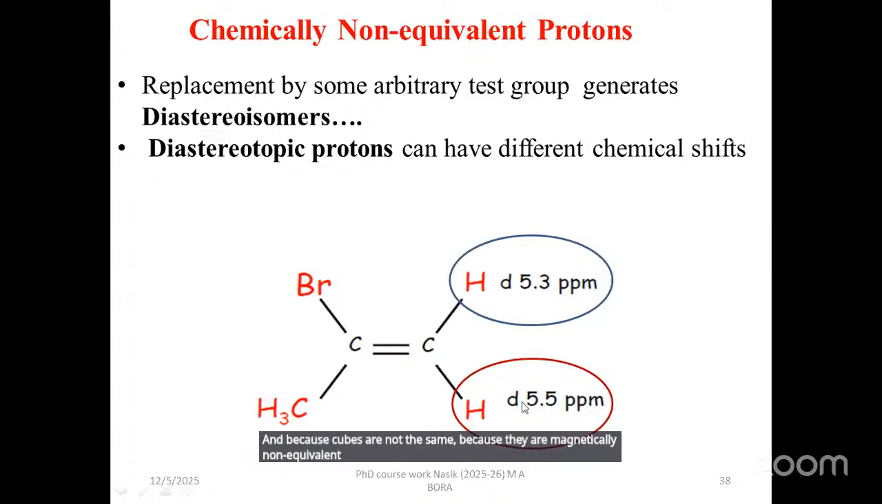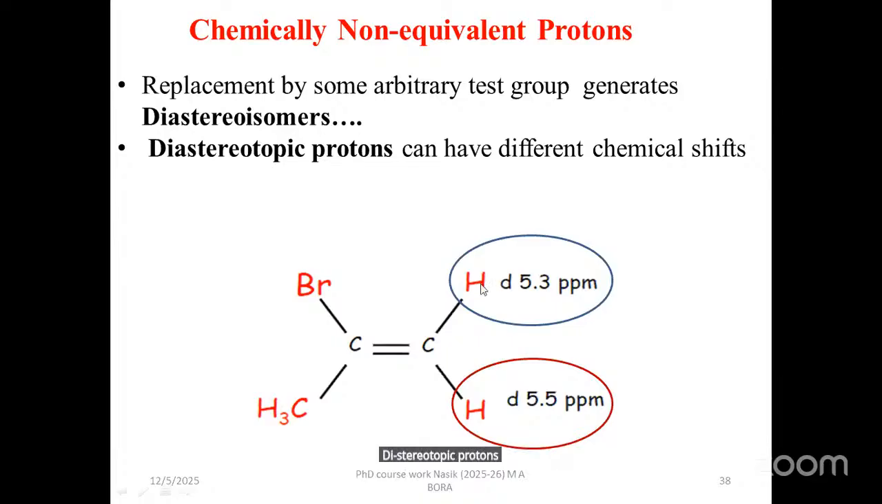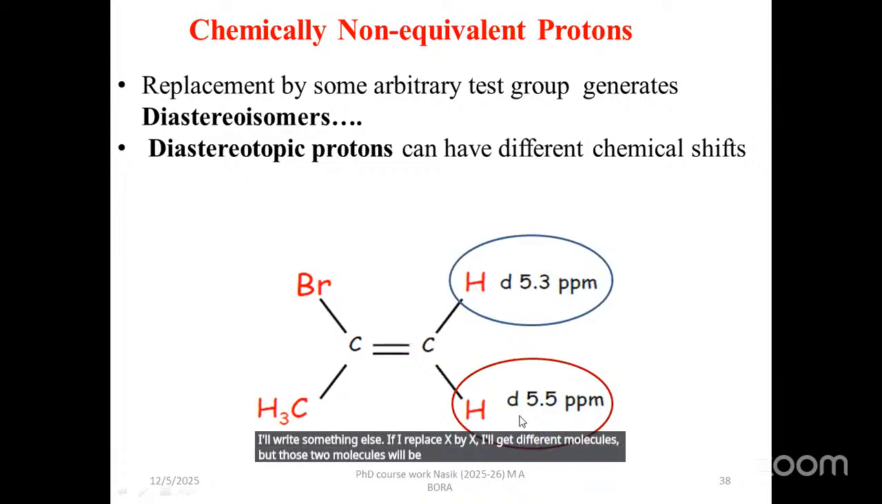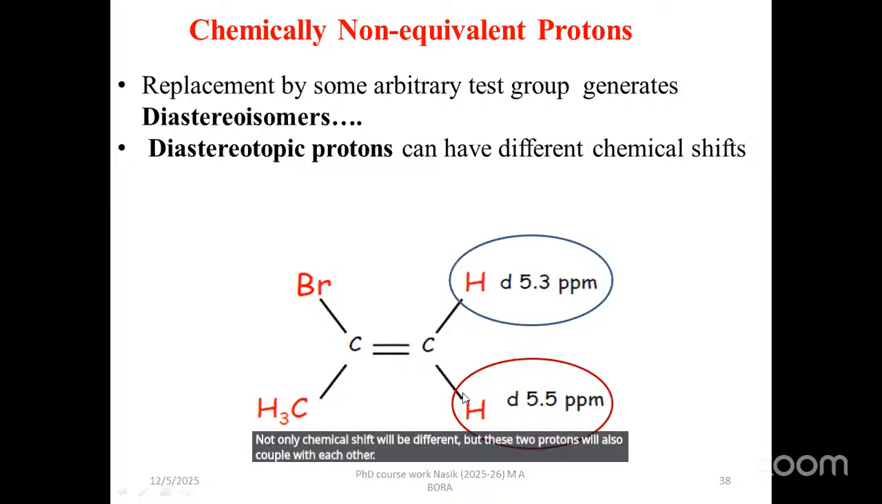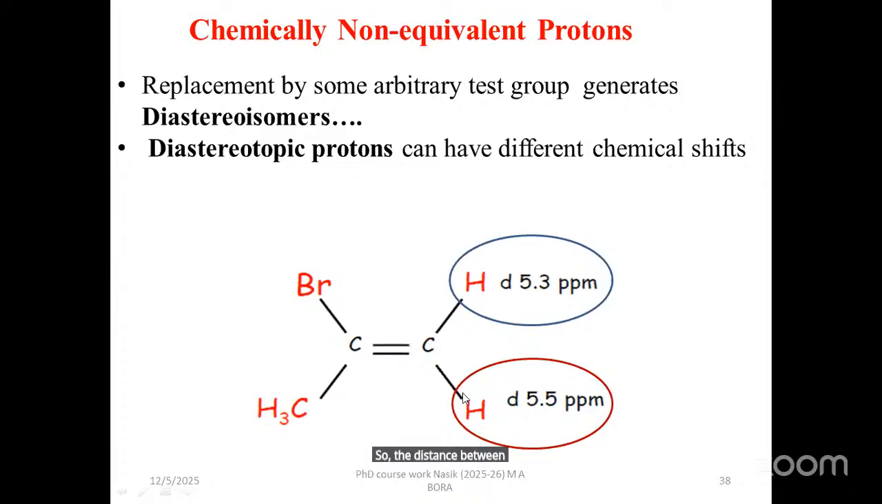These two protons will also be called diastereotopic protons, because if I replace H by X, I'll get something else. If I replace H by X, I'll get different molecules. But those two molecules will be diastereomers, and therefore these two protons are called diastereotopic protons. Now, not only will the chemical shift be different, but these two protons will also couple with each other. The distance between them is two bonds, so they will show geminal coupling between them.